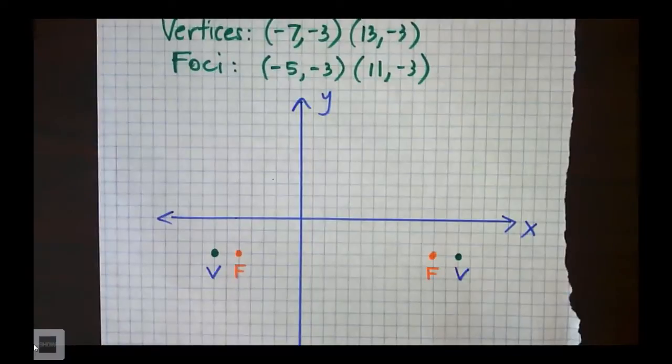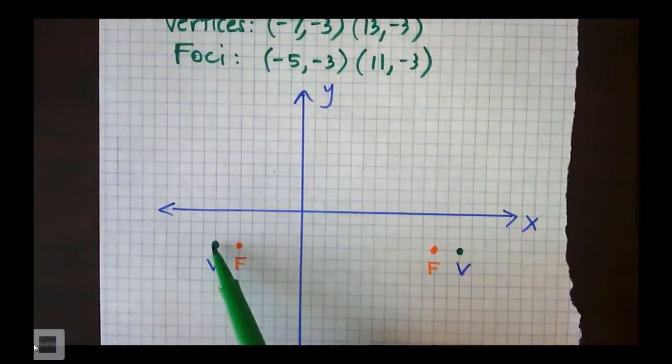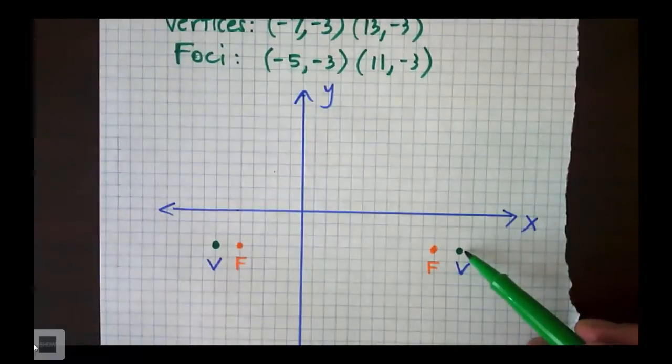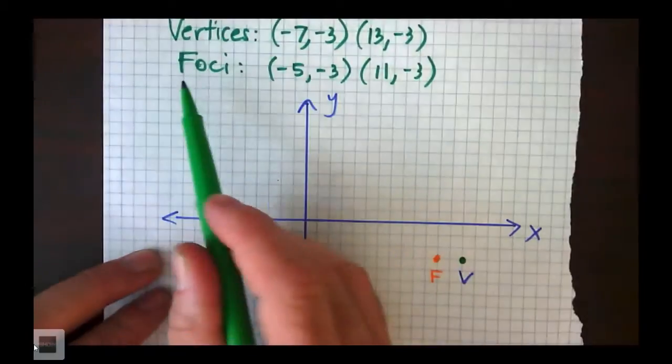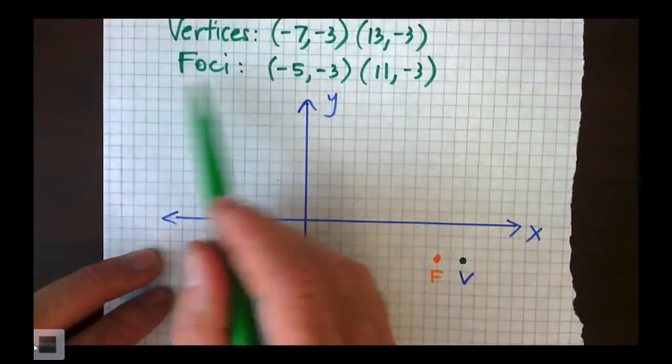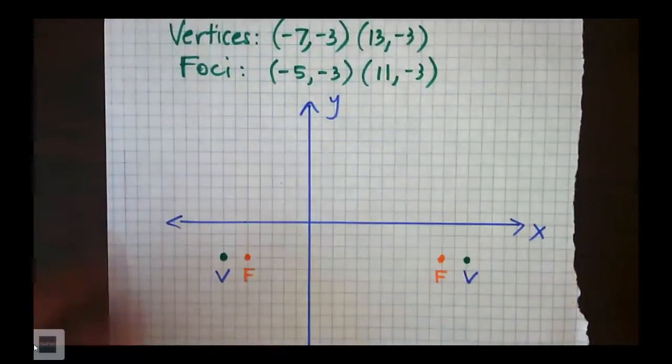All right, guys, as you can see here, I've got the vertices. I've got one at -7, -3, and I've got another one at 13, -3. And I've also got my focus points. Now, the plural of focus is foci. Some people say that wrong, but it's not that big a deal. It's called foci since there are two of them.